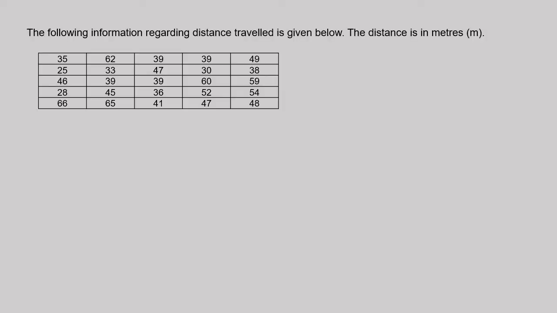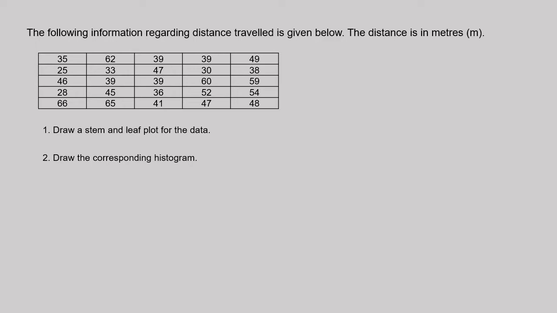An example is given below. The distance is in meters. I see I have been given a table which represents some sort of scenario. These distances are given in meters and they are in random order. Question number 1: draw a stem and leaf plot for the data. And question number 2: draw the corresponding histogram.